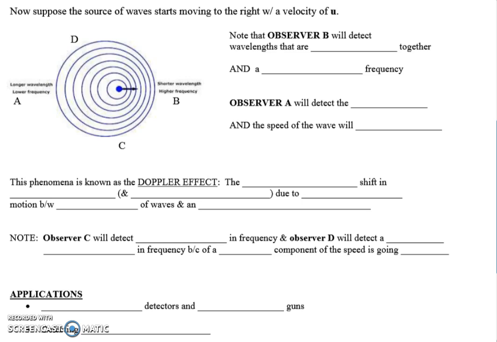So observer B will detect wavelengths that are closer together, i.e. a shorter wavelength. And if the wavelengths are closer together, it's going to be a higher frequency. So instead of the ba-dum, ba-dum, ba-dum that we heard from the original waveform, we're going to hear ba-dum, ba-dum, ba-dum, ba-dum, ba-dum. And A is going to detect just the opposite.